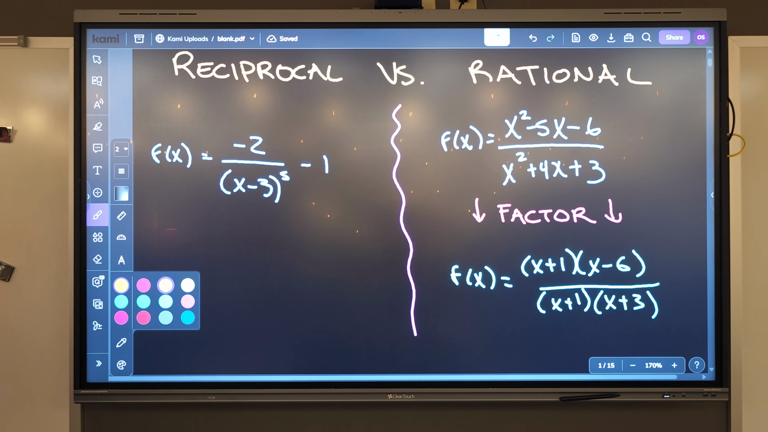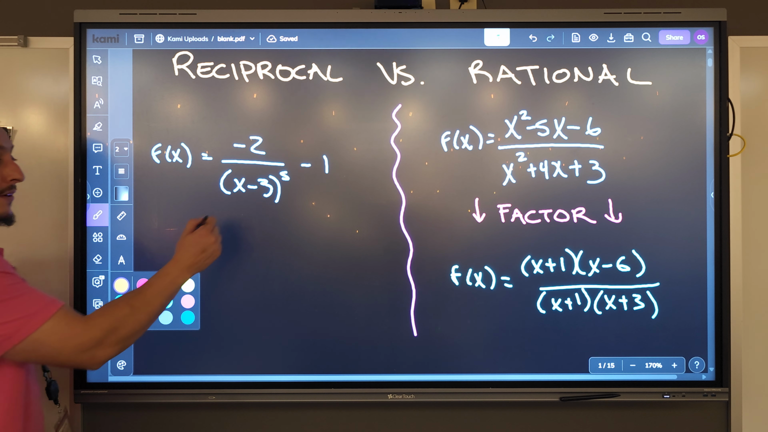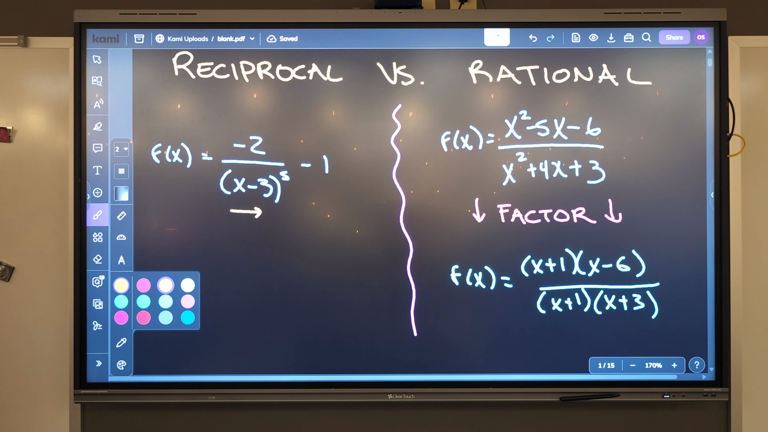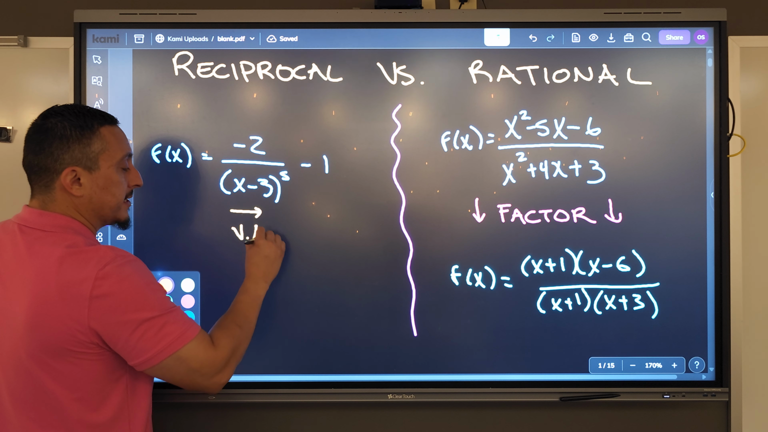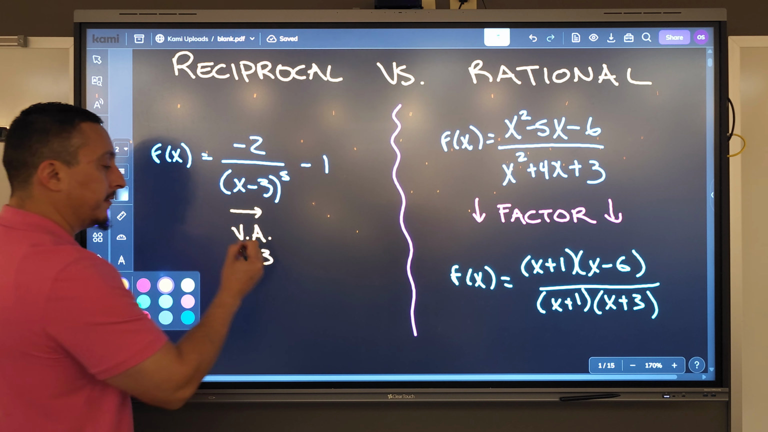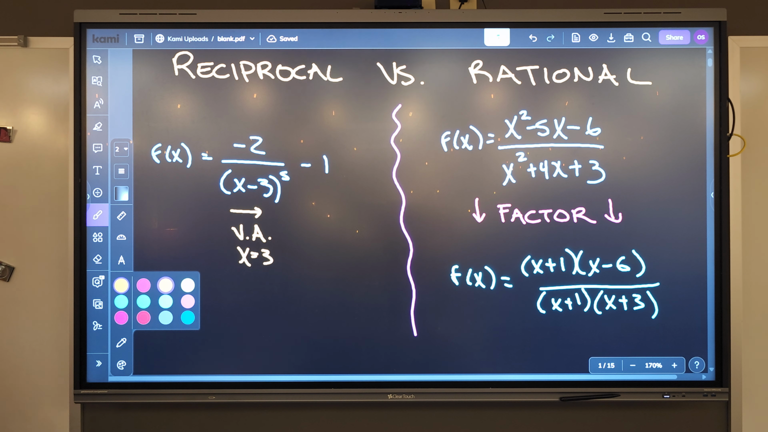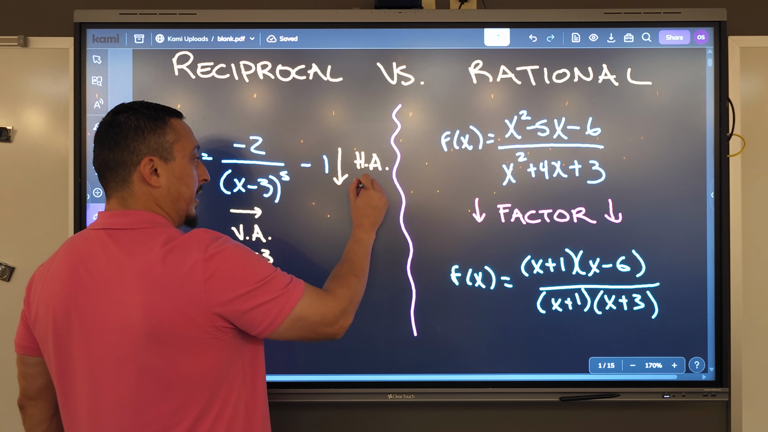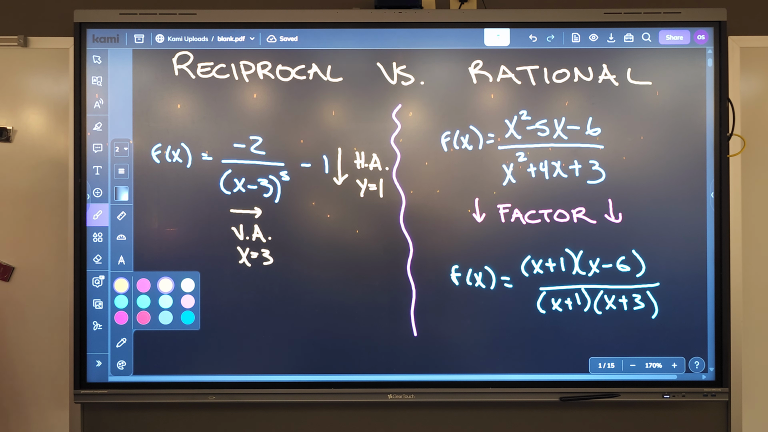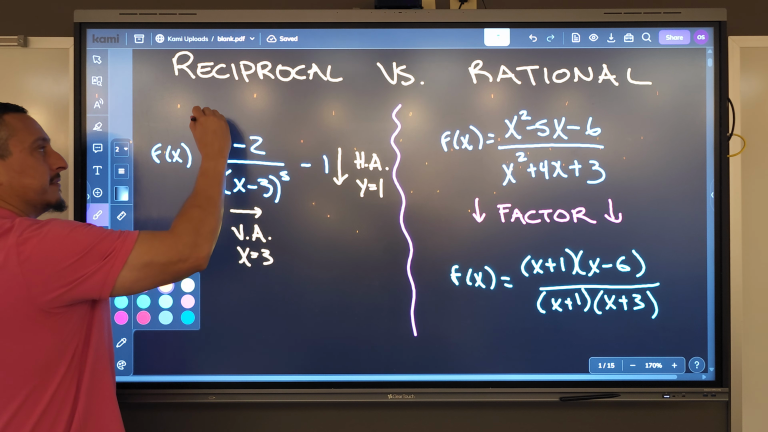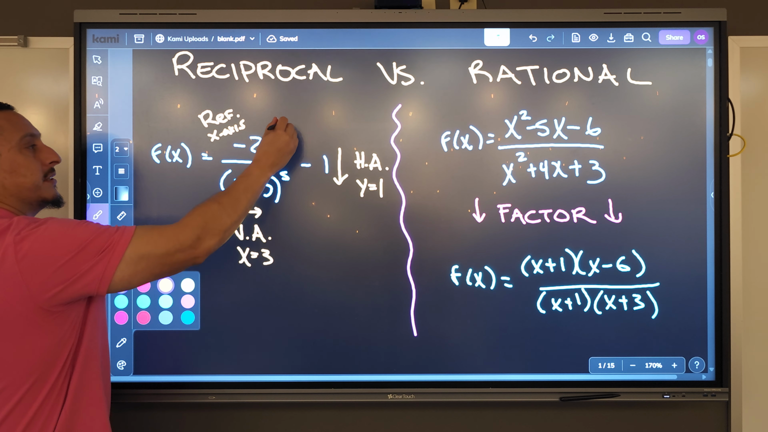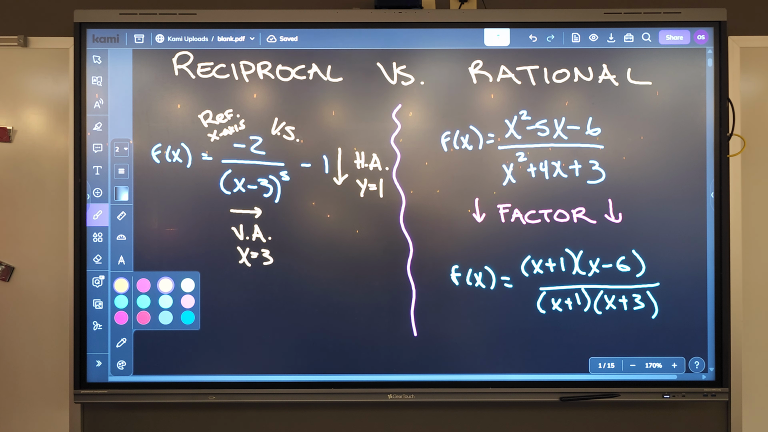Like if I asked you the movements, the transformations, I know everybody here could say, oh, that moves right 3, right? And this is from Friday. Remember, that's actually your vertical asymptote at x equals 3 for this type, for reciprocal. That one moves down 1, which is our horizontal asymptote at y equals 1. That negative is a flip, right? A reflection over the x-axis. And that 2 is a vertical stretch. I know you guys know those because you do great when we ask you those.